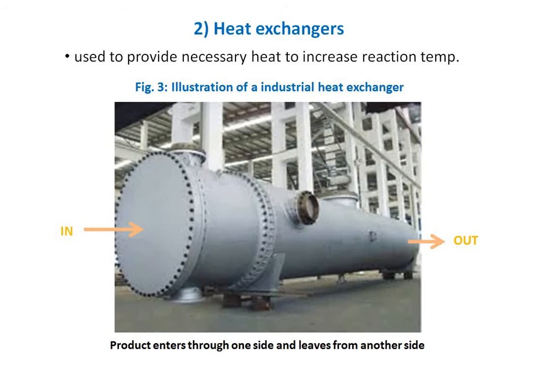Second equipment is heat exchangers. These are used to provide necessary heat to increase reaction temperature because most chemical reactions are faster at higher temperature. So heat exchangers are frequently used to provide the heat necessary to increase the temperature of the reaction. This is a view of a heat exchanger.